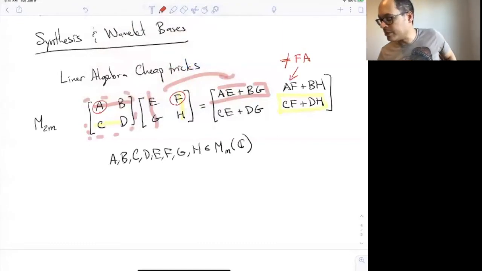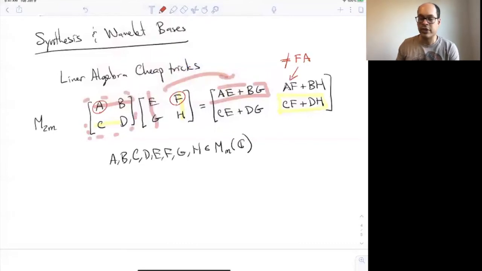This is a nice shorthand way of thinking about matrix multiplication with matrices that are built in this blocky way. You can think about any 2m by 2m matrix in this blocky way, but sometimes it's useful and sometimes it isn't.